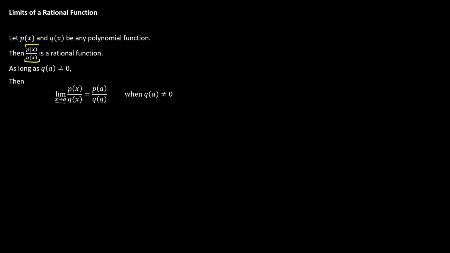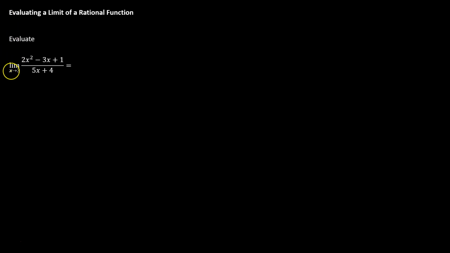So let's go ahead and evaluate the limit of a rational function. The limit here has x approaching 3. The rational function has 2x squared minus 3x plus 1 on top and 5x plus 4 on bottom. So what I'm going to do is simply take all of the x values and replace them with 3's. And then from here we'll simplify further, starting with our exponents. 3 squared is 9, and we can multiply things out if we're ready.